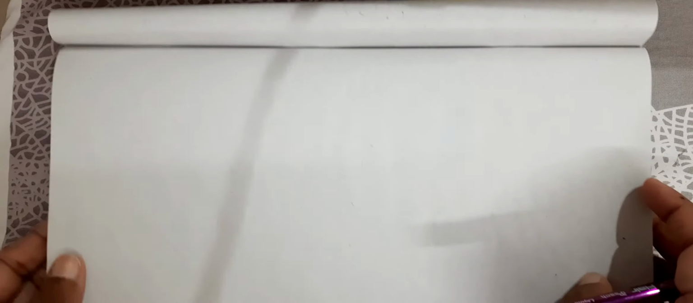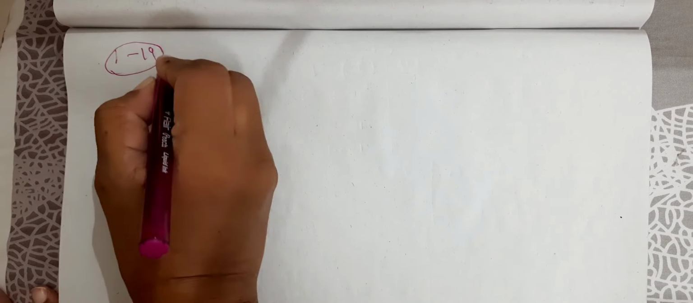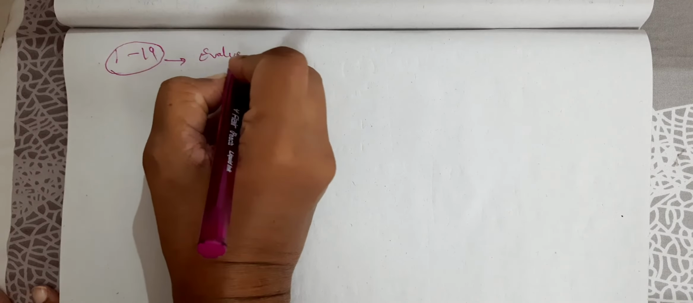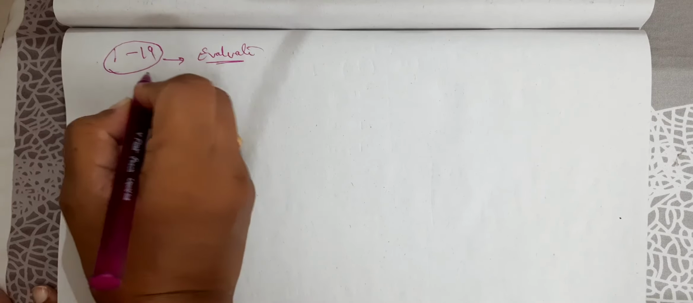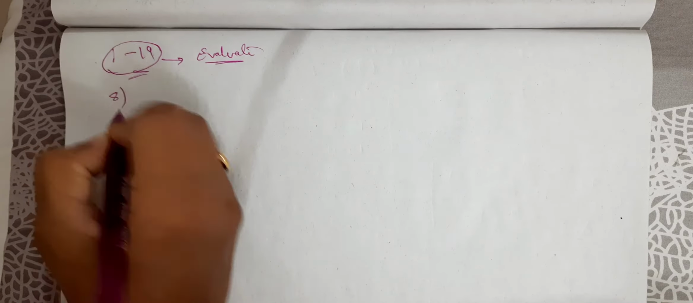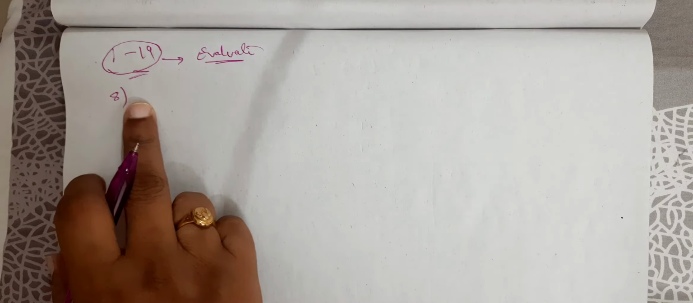So evaluate the following is the question. That is question number 1 to 19, right? All questions are evaluate questions only. So let me take the 8th one. I'm going directly to the 8th one. 1 to 7 are all simple things only. You can directly substitute the values. Now see the 8th one.